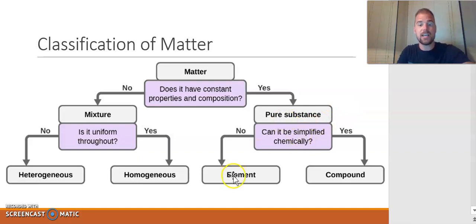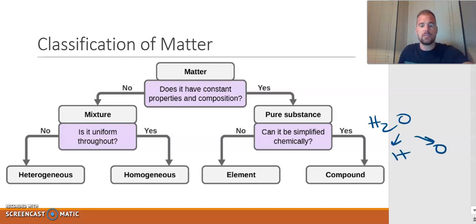Because if it can't, you've reached an element, which remember, the element is the most basic building block of all types of matter. But if it can be simplified chemically, then you're looking at a compound. For example, H2O is a pure substance, but it can be simplified chemically down to just hydrogen and oxygen.